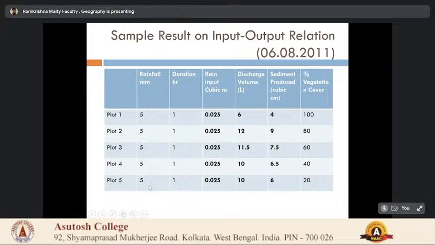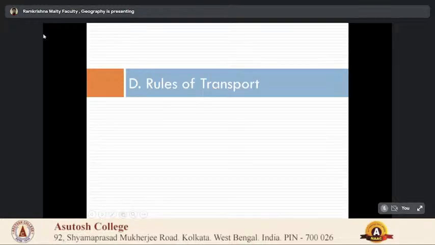Rainfall, 5 millimeters, 1 hour duration. Okay, so the rainfall input in cubic meters would be like this, and the volume of discharge differs. Volume of discharge and volume of sediment differ among those plots because of the variation of vegetation cover on a single day. So this is how we try to understand the input-output relationships in the original condition.